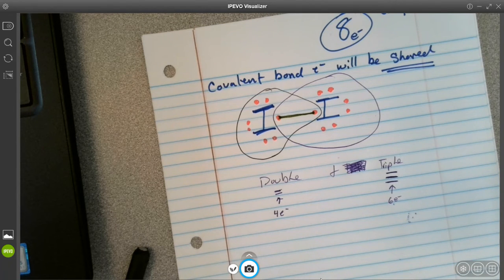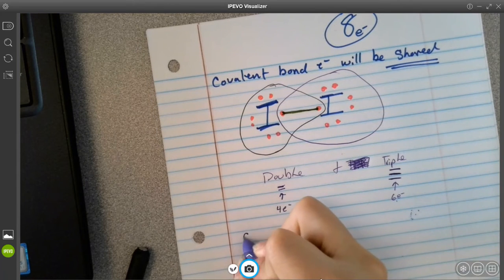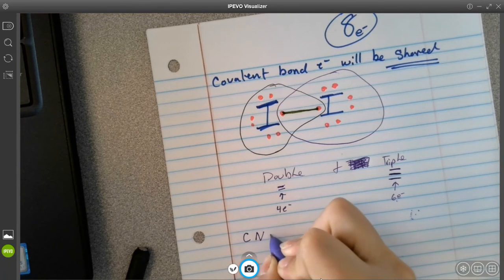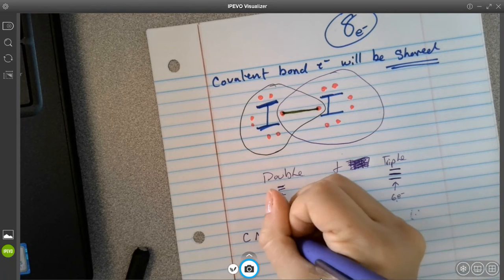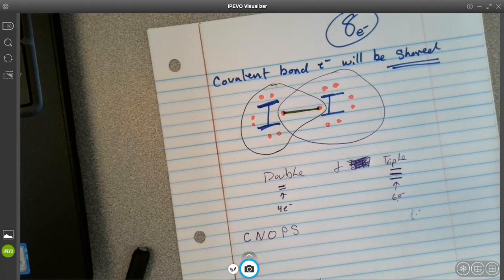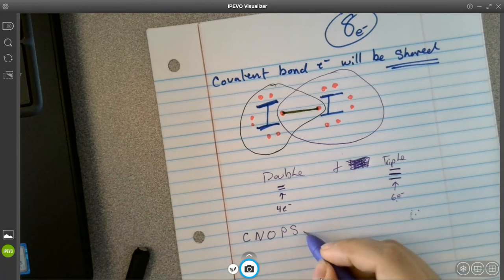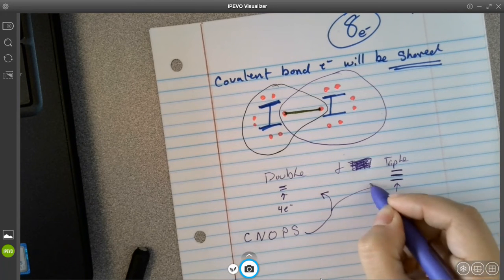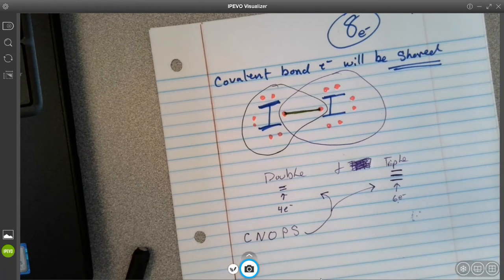And there are only a certain amount of elements that can do that. Carbon, nitrogen, oxygen, phosphorus, and sulfur. We call them CNOPs. These are the only 5 elements that can produce both double and triple bonds. And they are only going to be there for covalent bonds. That's when it's between 2 nonmetals. So keep that in mind.